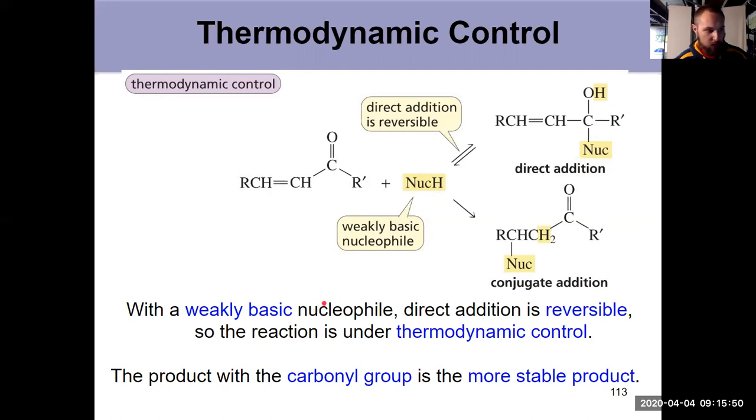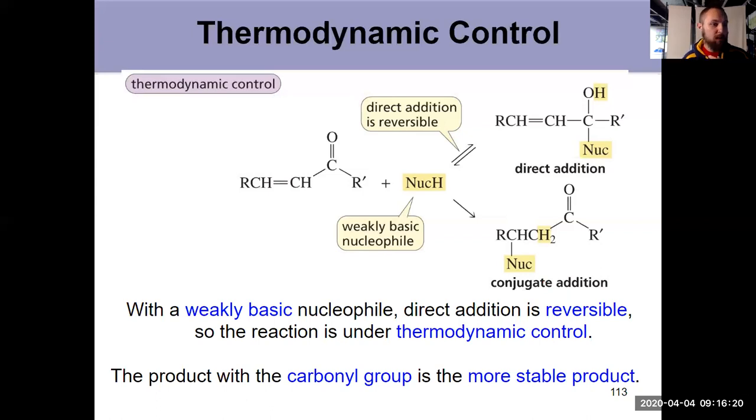If our nucleophile is weakly basic, okay, so our nucleophile is a weak base, that means that the direct addition is reversible. Here, notice the equilibrium arrow, right? Because I can bring electron density and kick that back off because it's an okay leaving group. Right? So a weakly basic nucleophile means we're under thermodynamic control, meaning the conjugate product, from the 1,4 conjugate addition, is the major product.